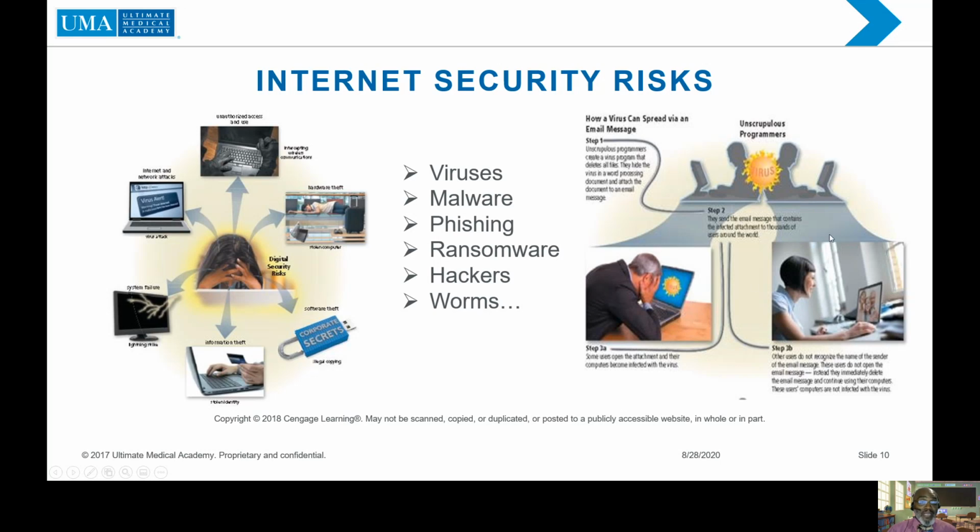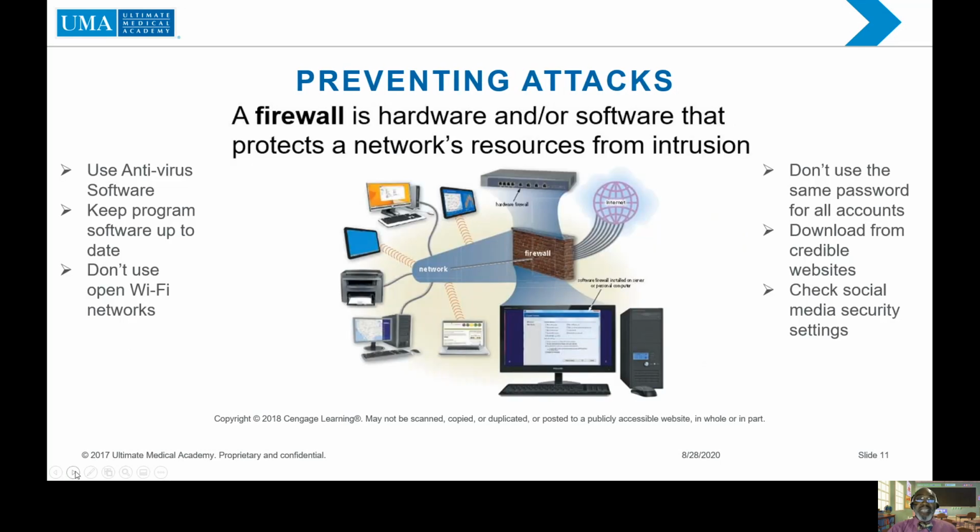But Betty, look at Betty. She's all happy looking at her family. So she's about to take a trip out to Aspen, Colorado, where they're going to go skiing here in a little bit. So she's happy because she knows how to protect her computer through preventing attacks. She uses firewalls and different antivirus software. A firewall is a hardware and or software that protects a network's resources from intrusion. And look at how it works.